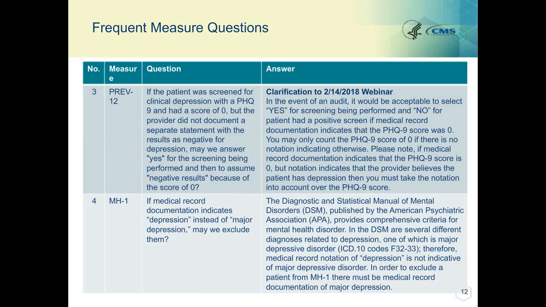The Diagnostic and Statistical Manual of Mental Disorders, DSM, published by the American Psychiatric Association, provides comprehensive criteria for mental health disorders. In the DSM are several different diagnoses related to depression, one of which is major depressive disorder, ICD-10 codes F32 through F33. Therefore, the medical record notation of depression is not indicative of major depressive disorder. In order to exclude a patient from MH1, there must be medical record documentation of major depression.